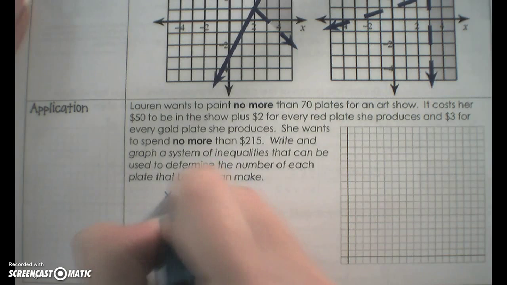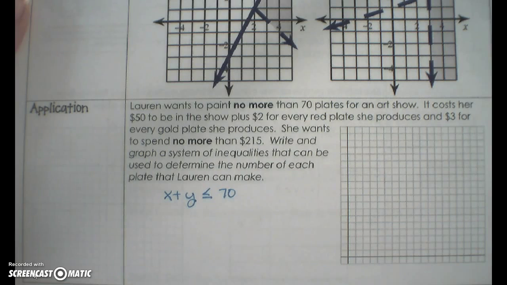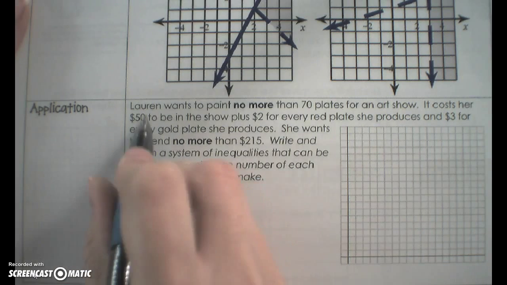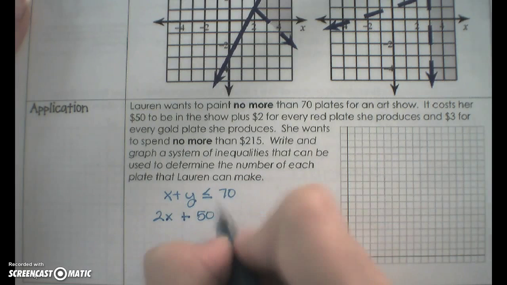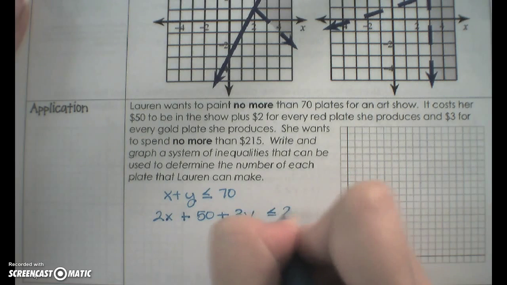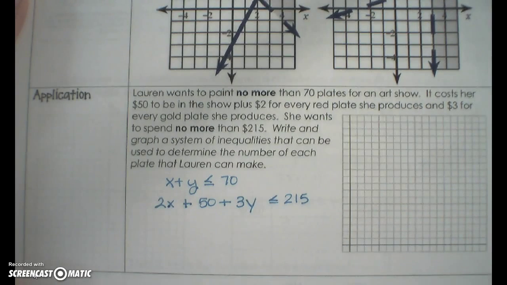All right, so we have our plates. Let's do X and Y. We know that has to be less than 70 because that's 70 plates for the art show. And then for money, we're going to put all the money together. So for 2 X's, that's going to be our $2 for the red, plus, well, we have this $50 we need to put in there because that's just going to cost her $50 to be in it. And then $3 for every gold, so 3Y. And that has to be less than $215. Again, we put all the money together in an inequality. No more than. So it could be equal to $215, but it has to be less than.